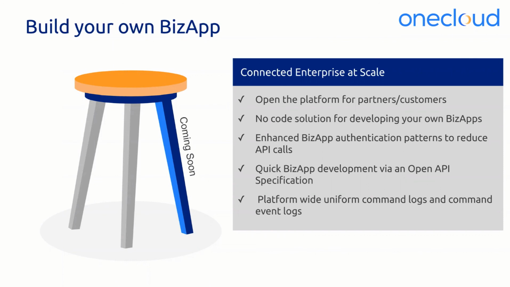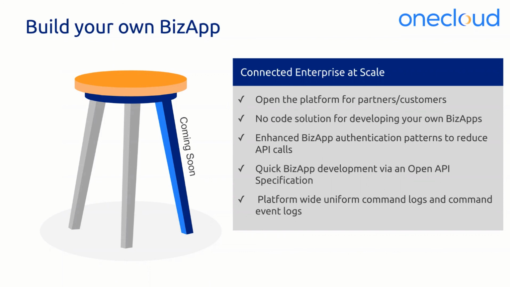With this change and the new biz app structure, we're going to be enhancing the authentication patterns to reduce API calls. So for some biz apps, there are cases where we need to authenticate every time a command is run. We're going to be centralizing that authentication to a single place so that we can cut down on authentication calls, which will in turn increase performance of your chains.